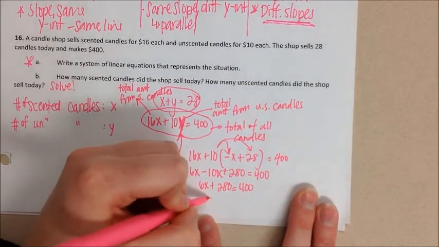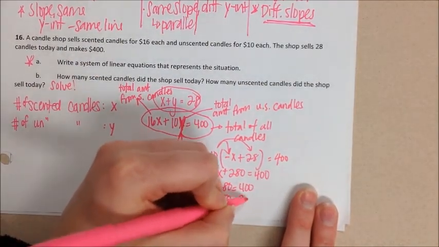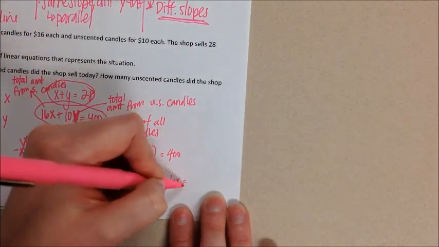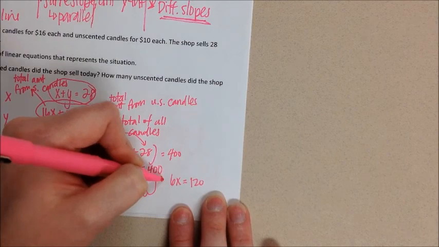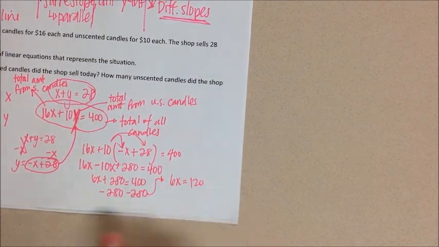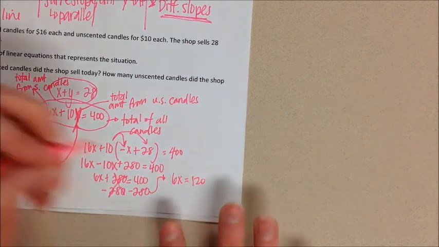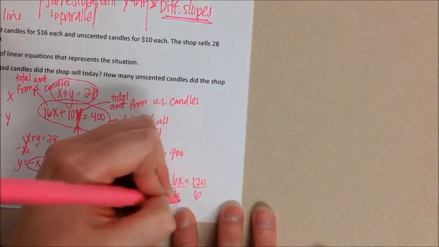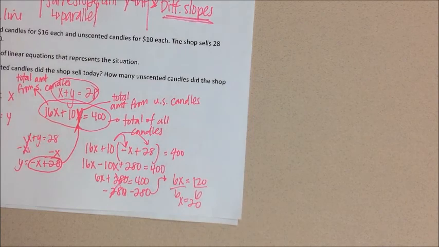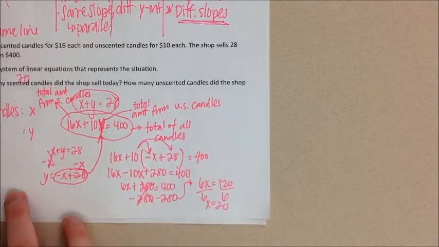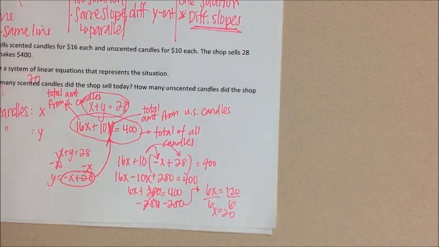And then if I subtract 280 from both sides, I get 6x equals 120. Okay, so this went away. 400 minus 280 is 120. Then I divide by 6, and I get x equals 20. So that means there were 20 scented candles sold today. So I just wrote that above there, just so I can remember.